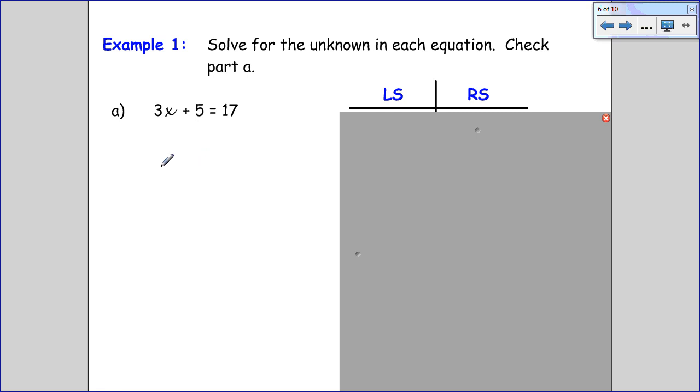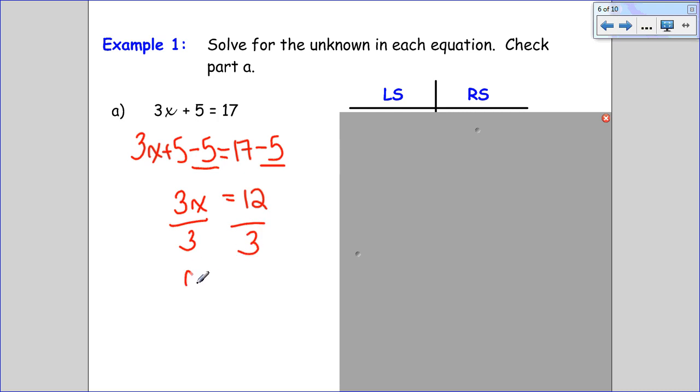Example 1 asks us to solve for the unknown in each equation and to check part A. So the first thing I need to do is realize I'm getting rid of the positive 5 first, because I have to do BEDMAS backwards. In order to get rid of positive 5, I have to subtract 5, because that's what's going to make it 0. And if I subtract 5 on the right side, I also subtract 5 on the left. Now on the right side, I've ended up with positive 12 from 17 take away 5. And on the left, positive 5 take away 5 is 0. So I'm left with 3x equals 12. I divide both sides by 3, the number in front of x, and I end up with x is 4.